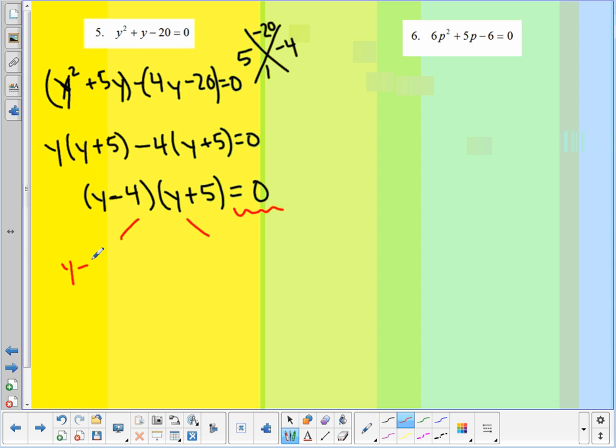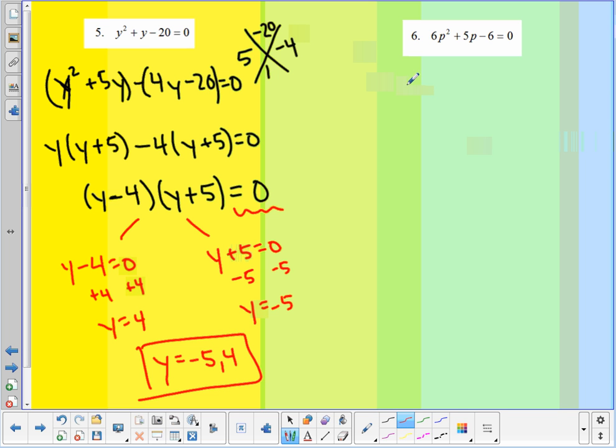So I have y minus 4 equaling 0, add the 4, and I get y equals 4. Then I have y plus 5 equaling 0, subtract the 5, and I get y equals negative 5. So my two solutions are y equals negative 5 and positive 4.